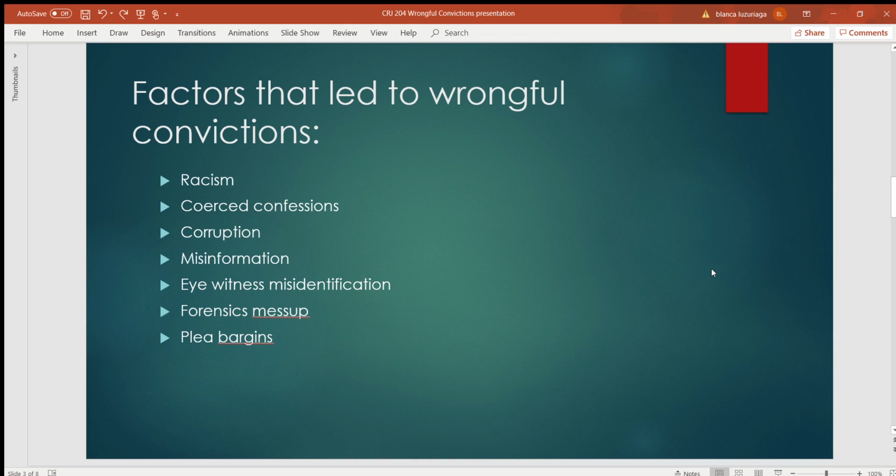Number 2, coerced confessions. It basically means that the person that was convicted for committing a crime has no choice and is being forced to falsify a confession for the officer, which meant they're basically forcing the person to say that they committed this crime, but in reality they did not commit the crime.